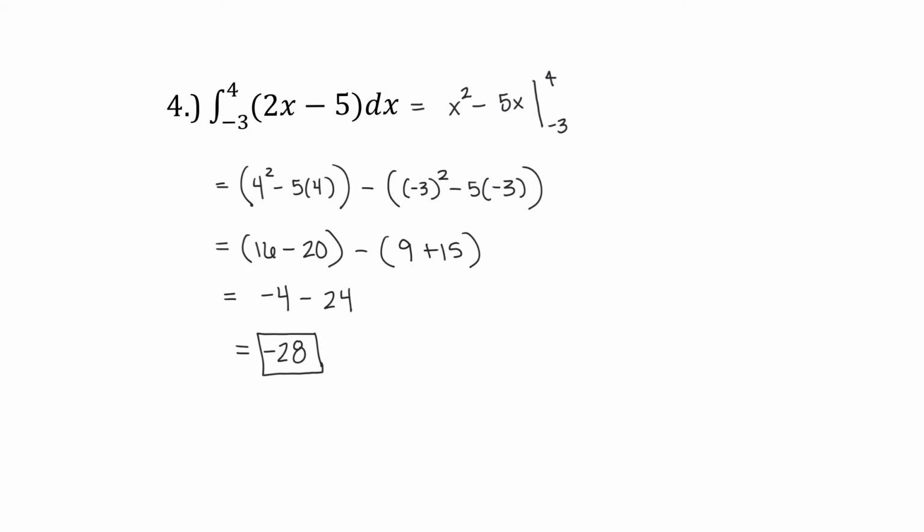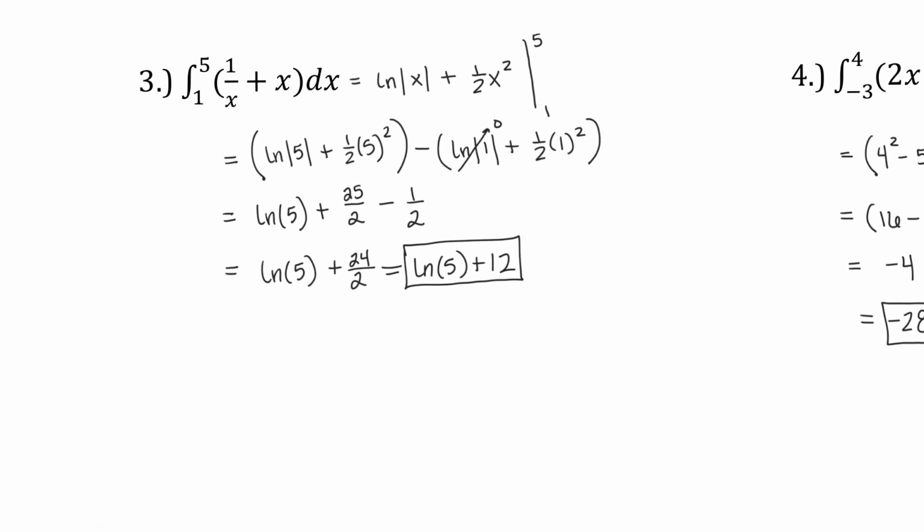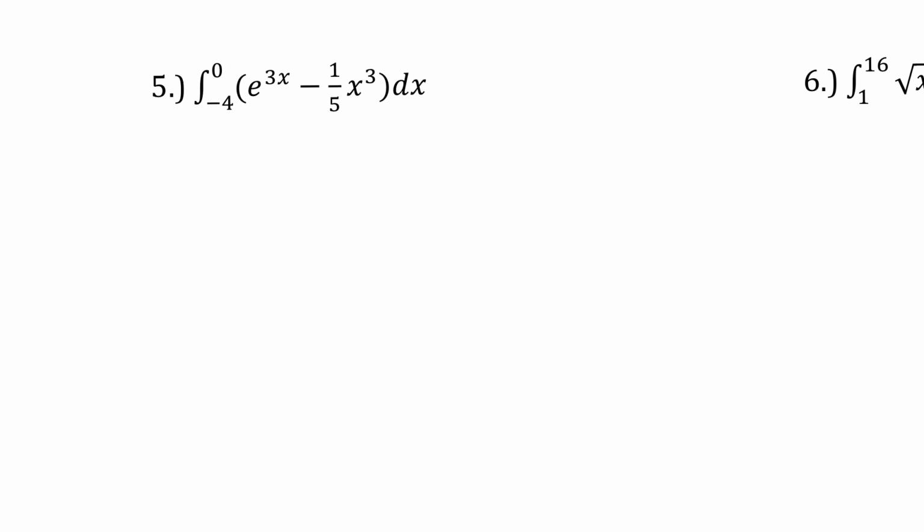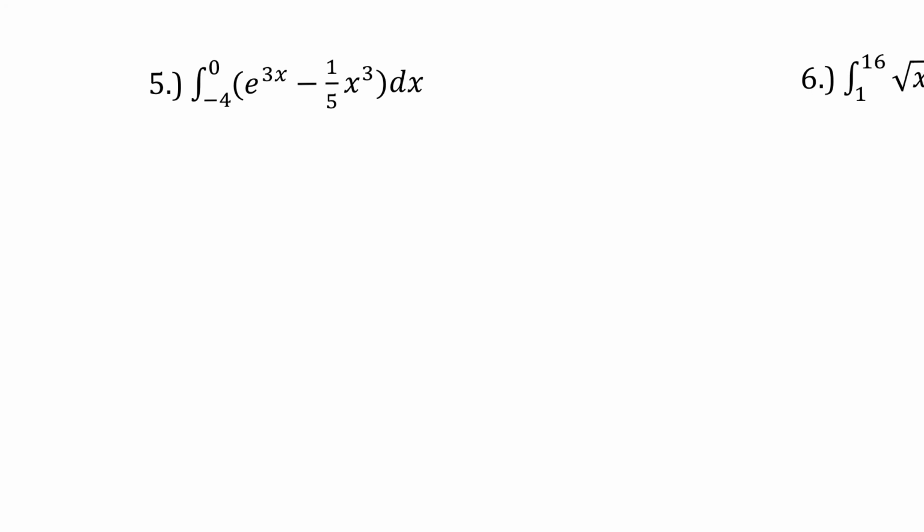All right, let's look at the next example. I have the integral from -4 to 0 of e to the 3x minus 1/5 x cubed. Let's first tackle this antiderivative. The antiderivative of e to the 3x is going to be e to the 3x, but then I need to undo that constant, because when I take the derivative, I would multiply by a 3. So to undo that multiplication of 3, I would multiply by a third.